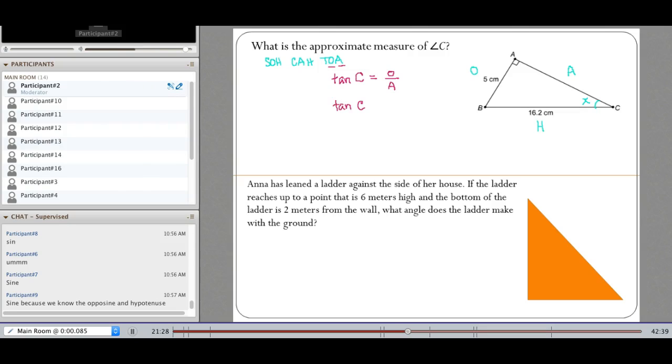Let's plug in what I know. I don't know angle C, so I have to leave that as angle C. I know the opposite side is 5. Oh, and I'm missing the adjacent side. Is that enough to solve? Do I have enough pieces of my puzzle to solve that? Ah, see, so Precious says, oh no, now I see.